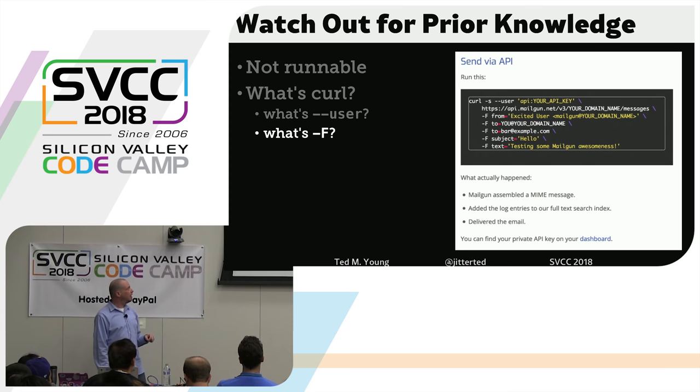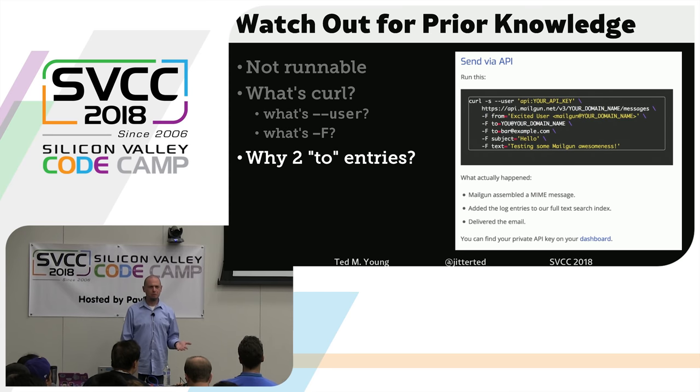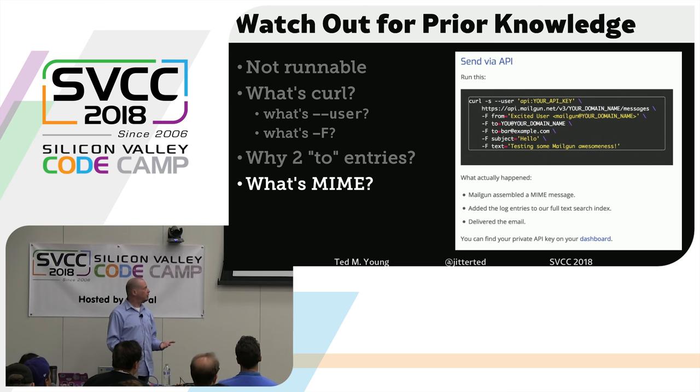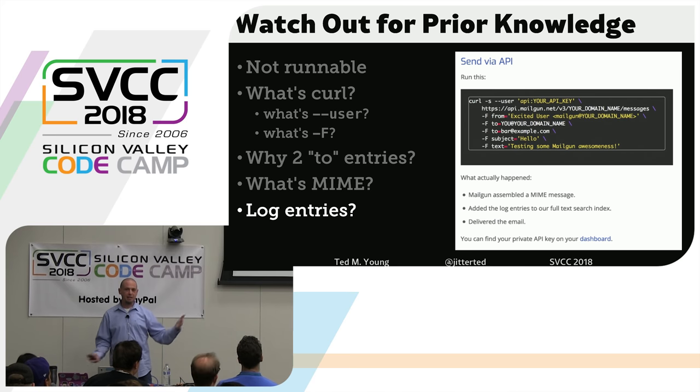And then there are two entries. Why are there two? Is that important? And so, again, this is the novice versus expert. Is this important or is this extraneous? And if you don't know what MIME is, then you're like, what the heck is this MIME thing? And what are these log entry things? Right, so all these things are packed into this example as if somebody was being paid per example.